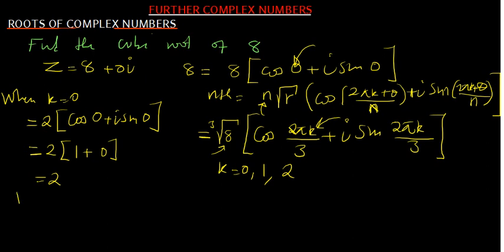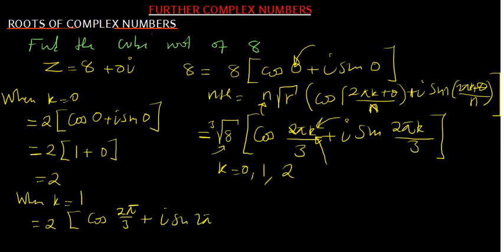What of when k is equal to 1? So when k is equal to 1, this is going to be 2, open brackets, cos. Where there is k, let's put a 1. So that will be 2 pi over 3, and then plus i sin 2 pi over 3. Now this 2 pi over 3 we are talking about is 120 degrees. So cos 120 degrees is supposed to give us negative half.